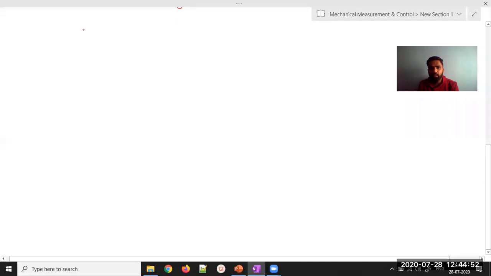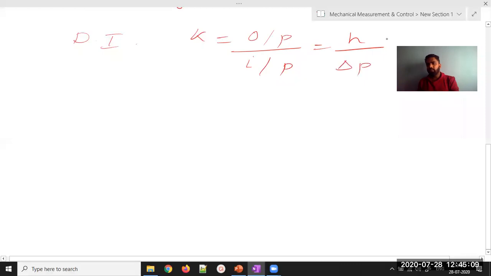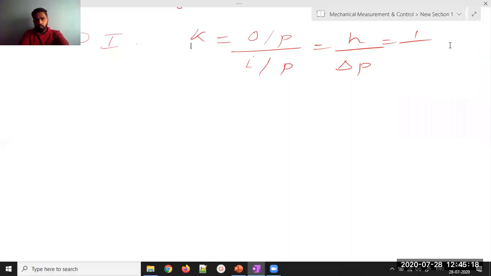If there is some inherent change in the property or in the measuring system, then that is called modifying. So I would like to explain all three systems together. First was desired input, represented by K, which is change in output upon change in input. For us, output was h, change in input was delta P, which was equal to 1 upon rho m into G.